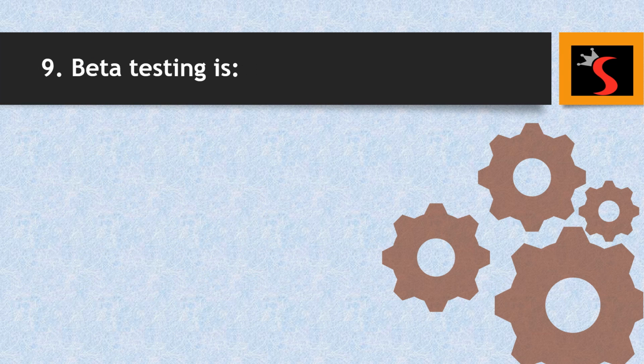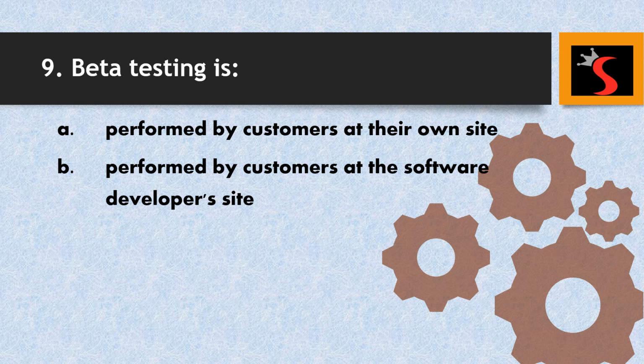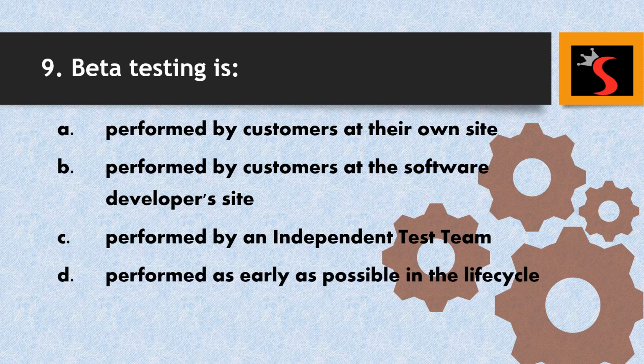Beta testing is: A. Performed by customers at their own site. B. Performed by customers at software developer site. C. Performed by an independent test team. Or D. Performed as early as possible in the life cycle.